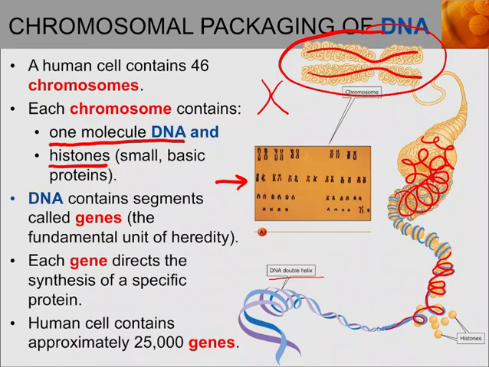The DNA within this chromosome contains segments called genes, and this is the fundamental unit of heredity. Each gene will direct the synthesis of a specific protein. Human cells can contain about 25,000 genes, so you can create a lot of different proteins from DNA or these chromosomes.